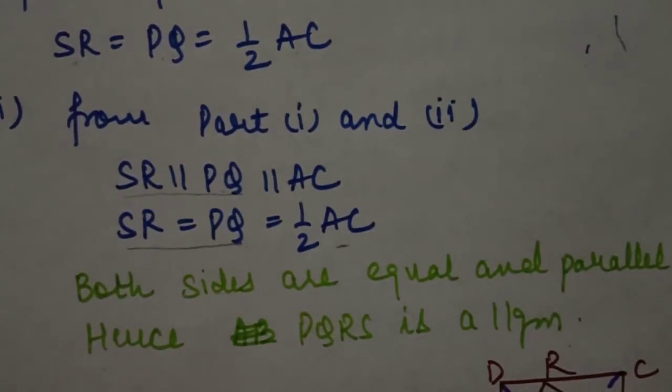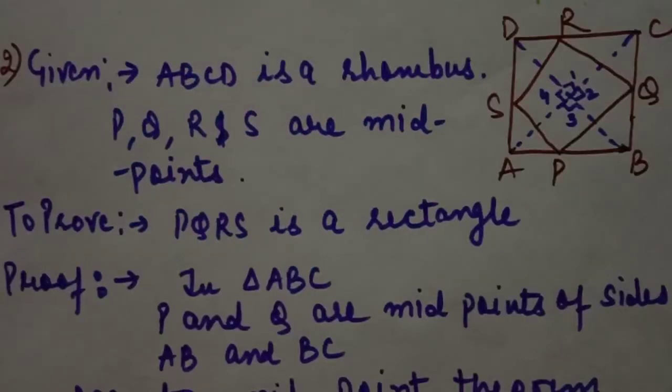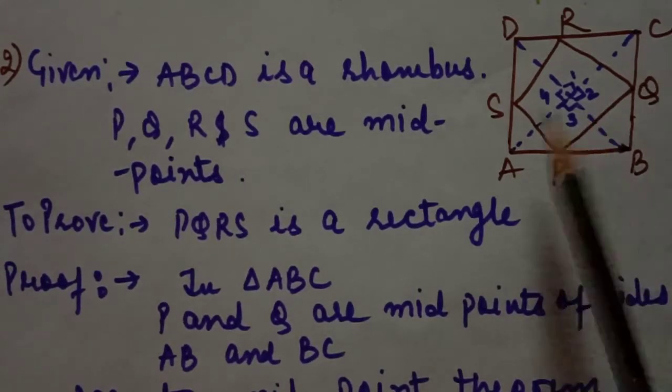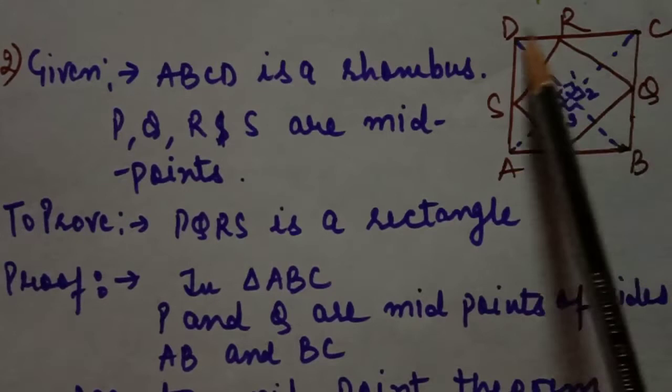Now question number second. Question number second is: ABCD is a rhombus and P, Q, R, S are the midpoints of the sides AB, BC, CD and DA respectively. Show that quadrilateral PQRS is a rectangle. So students, first of all, it is given that ABCD is a rhombus.